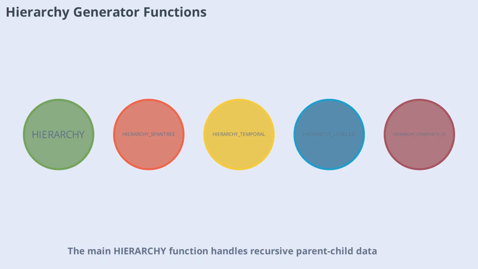The main hierarchy function handles recursive parent-child data, while generates minimal spanning trees. Hierarchy temporal adds support for time-dependent data, and hierarchy level works with leveled source formats. The hierarchy composite scalar function helps manage composite node identifiers. Understanding when and how to use each function is key to building effective hierarchy.